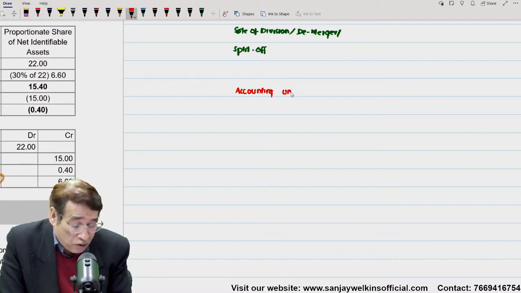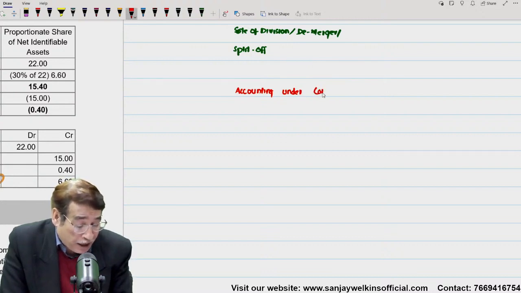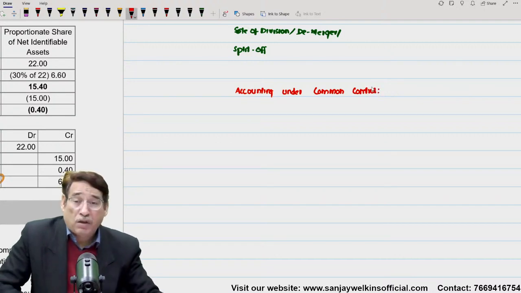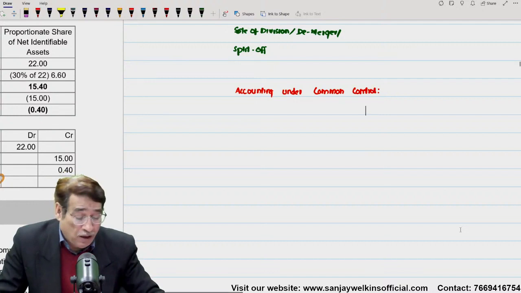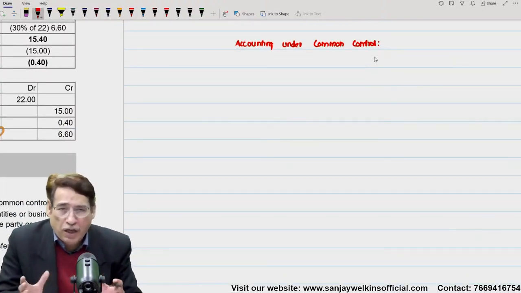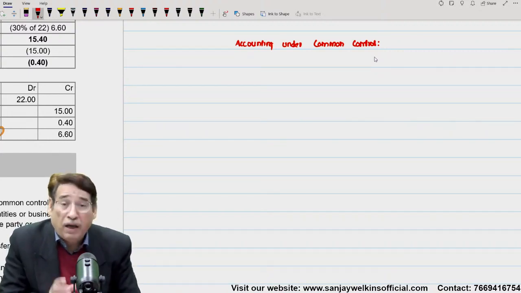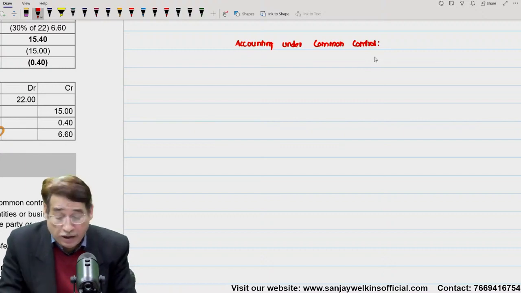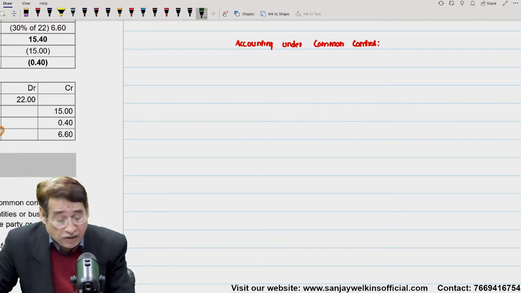I'm insisting on this fact: kindly, for God's sake, make a habit of writing "Accounting under common control." Now we are going to do the accounting and think logically. There is no point in doing ratification, because that has become our virtue nowadays, so avoid this. Generally, when such a question is asked in the examination, you will first be asked to pass entries in the books of the demerged entity.